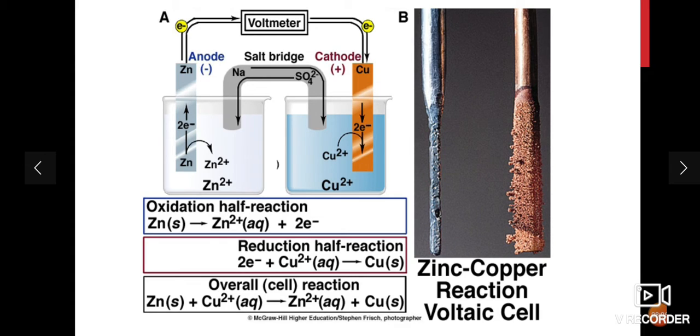So the oxidation reaction is: zinc will undergo oxidation to give Zn2+ and 2 electrons, and the electrons will be accepted by the copper, which gets reduced in the reduction half cell. So the overall reaction is Zn + Cu2+ gives Zn2+ + Cu.